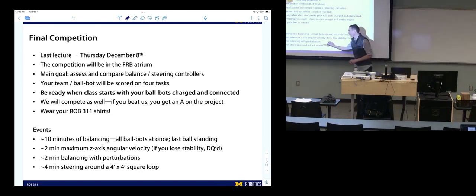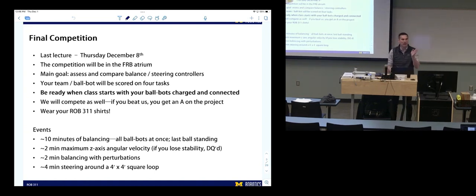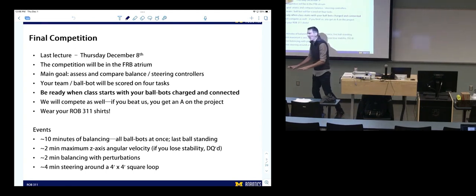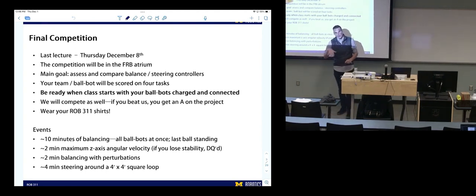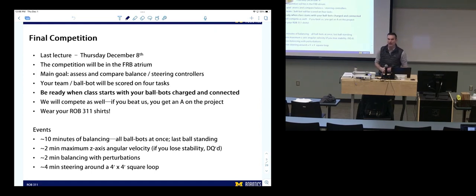And then we'll have a 2 minute balancing test. So this will be ballbot, team, one team at a time. And what we're trying to make is a system that you put on the ground, like a false floor that can vibrate. And so your goal will be to have whoever can last the longest on a perturbed floor. So that's a disturbance rejection task. Does that make sense? And the last one will be steering around a 4-foot square.